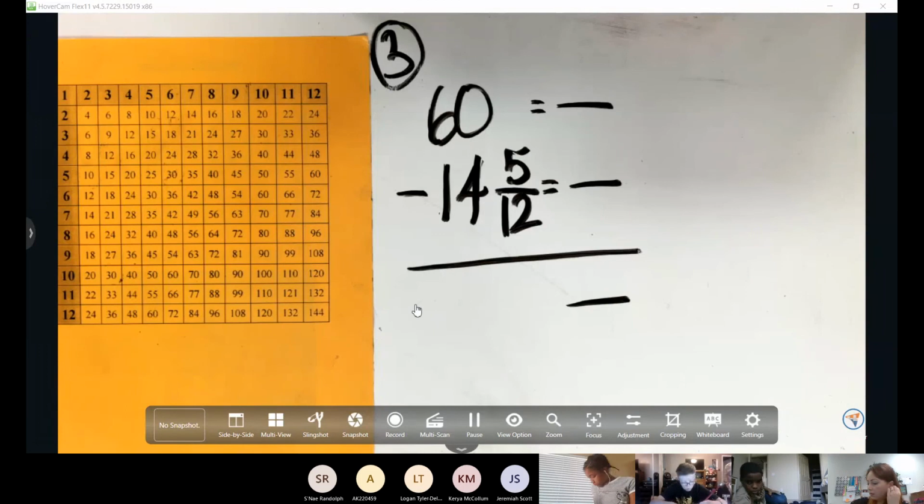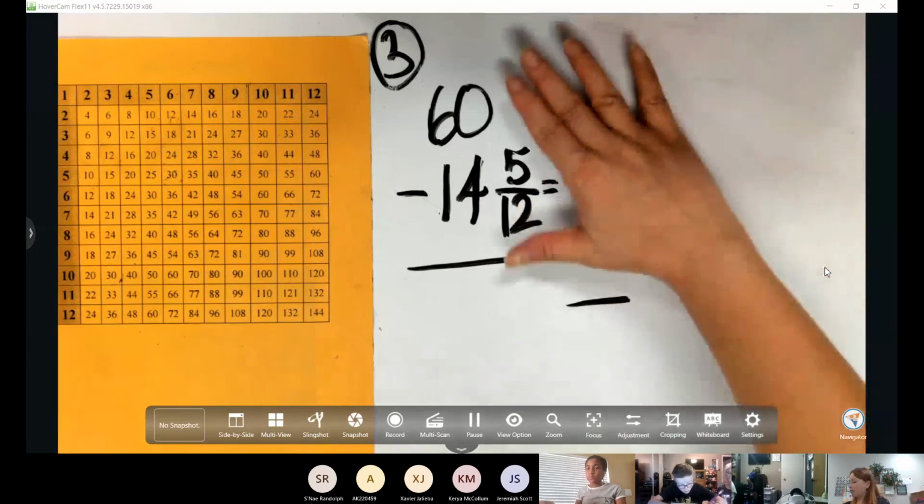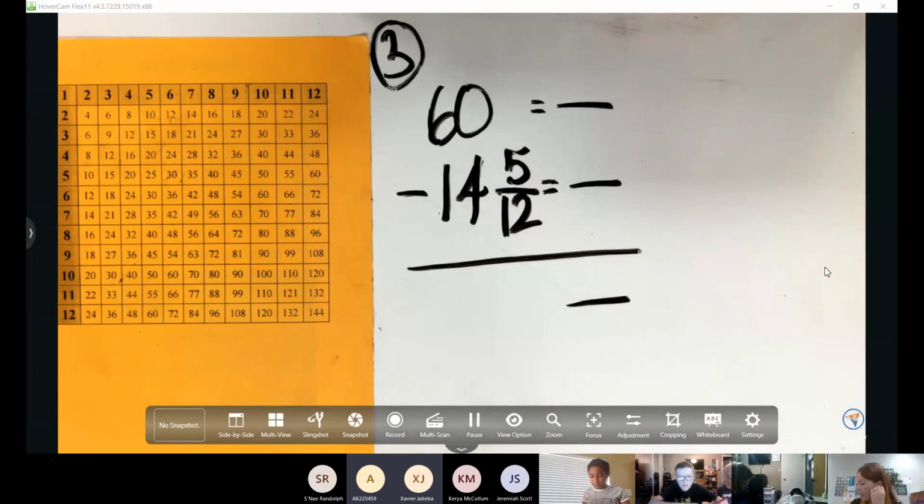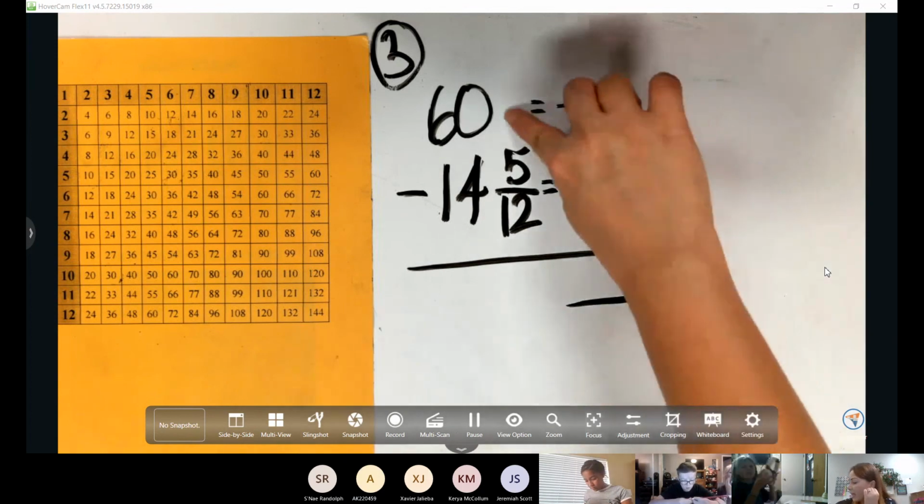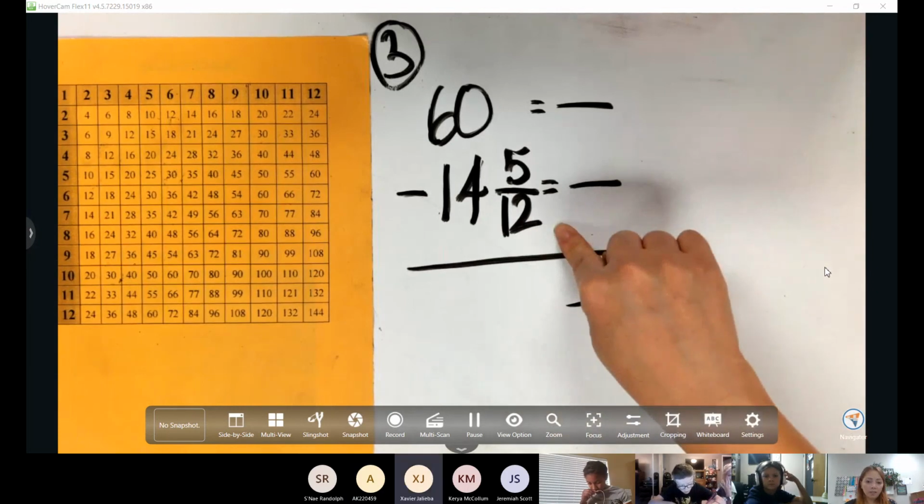Can somebody tell me what is wrong with this picture? Addison? Yes, ma'am. It has a 6 and a 0, and there's nothing to equal it to besides 60. It's just a 6 and a 0. Okay, so Addie is saying this is a whole number and nothing else. And then we have a whole number and some fractions.